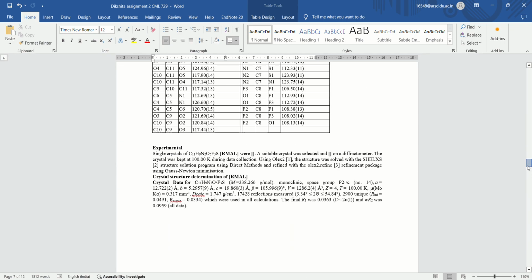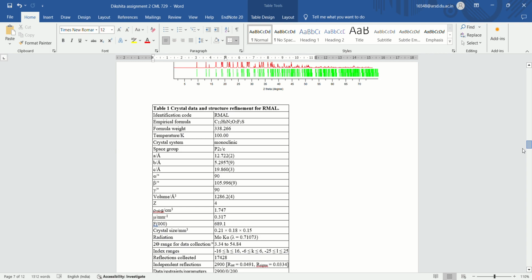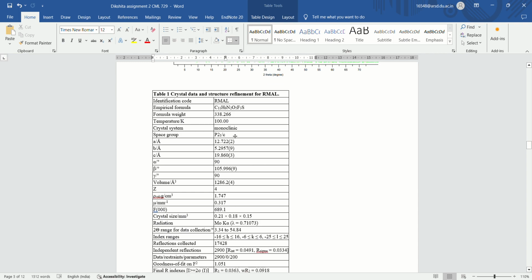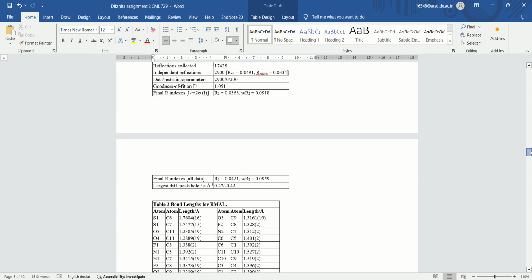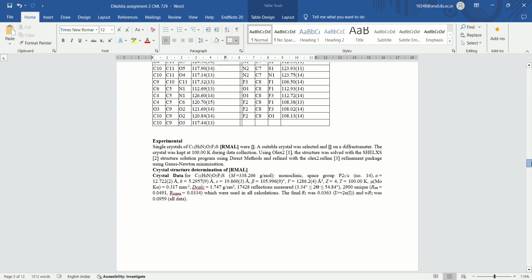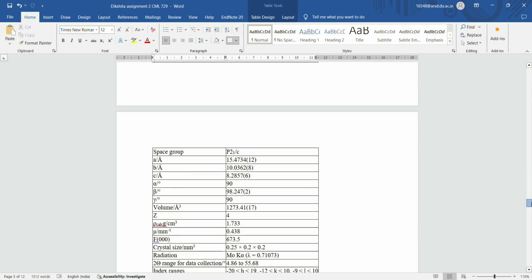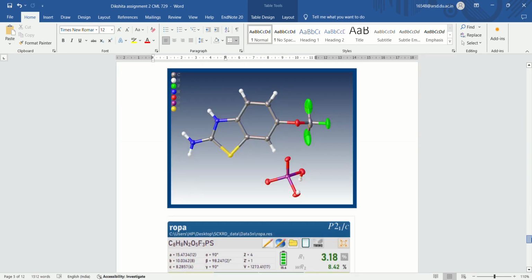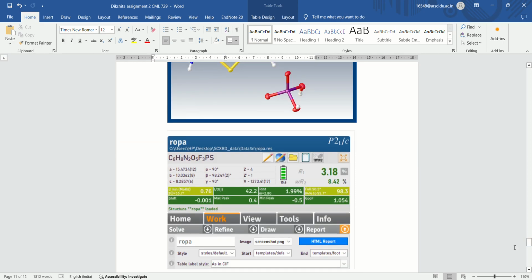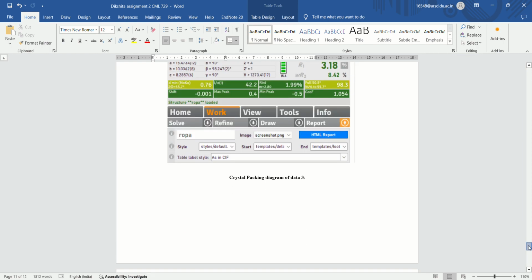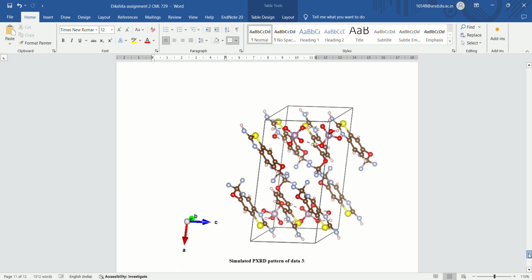For the second structure, all this information is given in this table, with the crystal system monoclinic and space group P21/c, and all the other data are also given: bond lengths, bond angles, and all the data. For the third data set, I got this structure with a space group of P21/c and an R factor of 3.18%, which is also less than 5%, and generated the zip file and got this crystal packing diagram in Vesta.